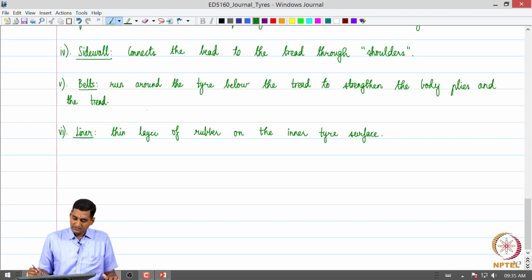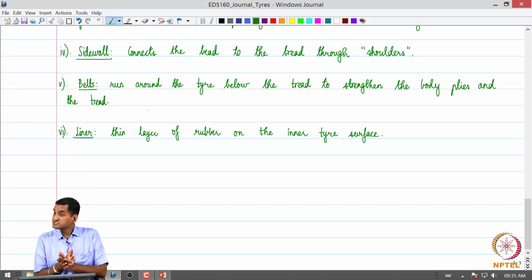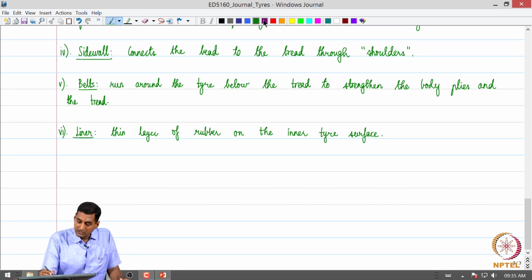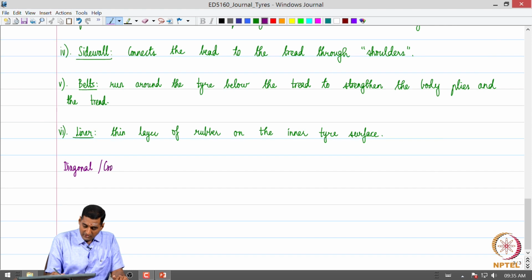So now, based on the arrangement of these plies in the substructure, we have two common types of pneumatic tires that we would have encountered. The first one is what is called a diagonal or cross or bias ply tire. So what are these?